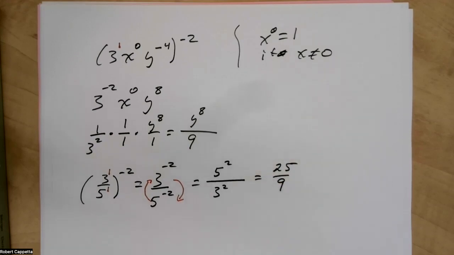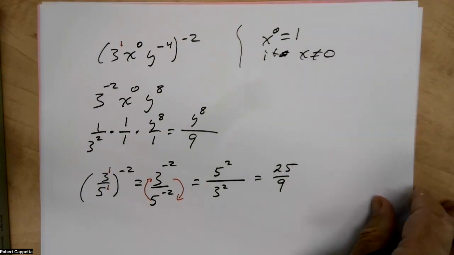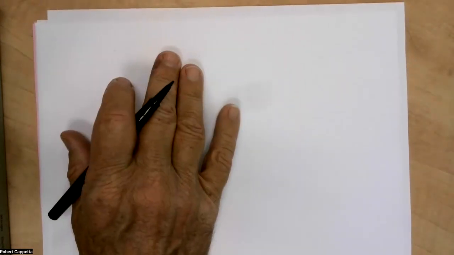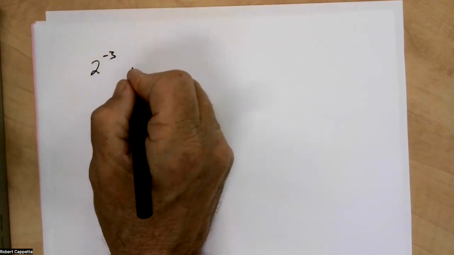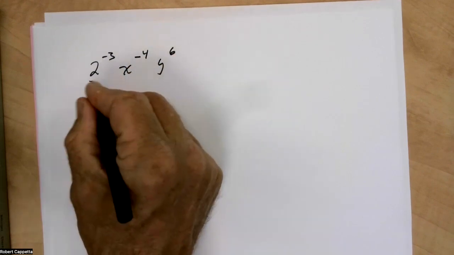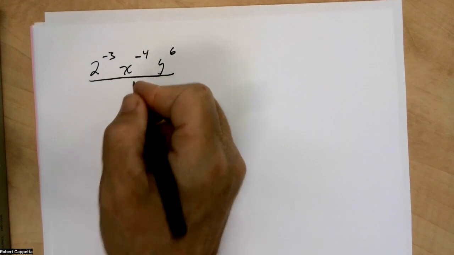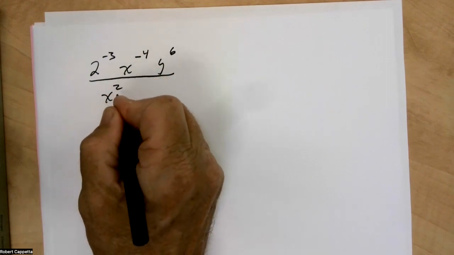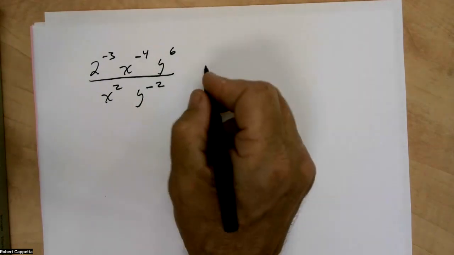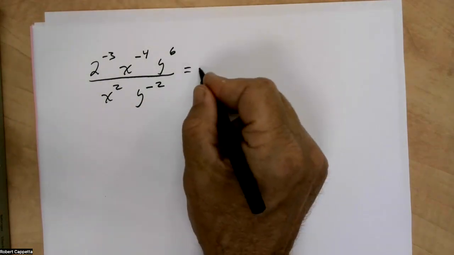I have 25 over 9. Now, we can put all these things together in the event I have something like this: 2 to the negative 3, x to the negative 4, y to the 6th, over x squared y to the negative 2. How am I going to handle this sort of thing? Well, you can think about what it means.